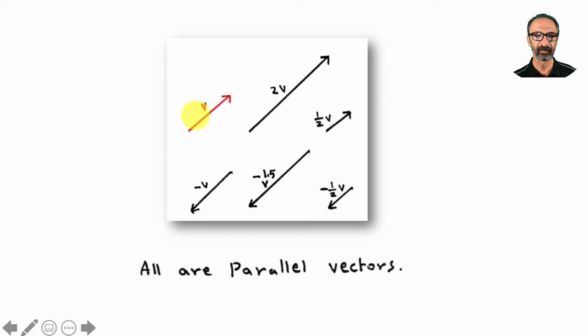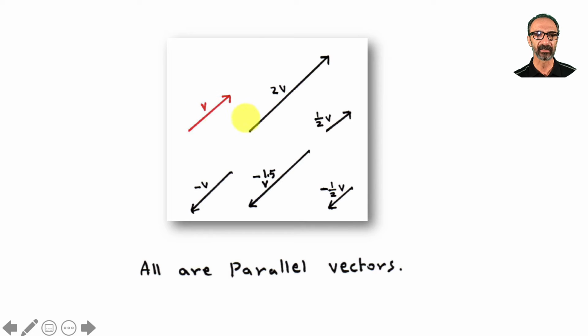This is V. This is 2V. 2 is positive. That's a scalar C. So you go in the same direction. And this length right here is this length times the absolute value of 2, which is 2. So it's twice the original vector V. If you go the negative way, negative 1, the length of this is the absolute value of negative 1, which is 1, times the length of V. So that's what they meant.